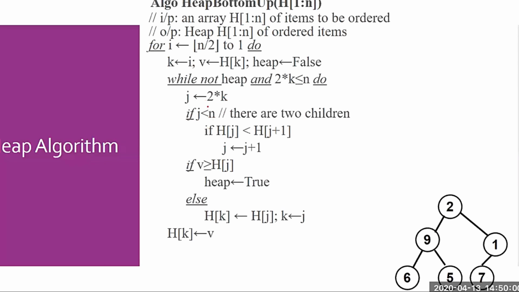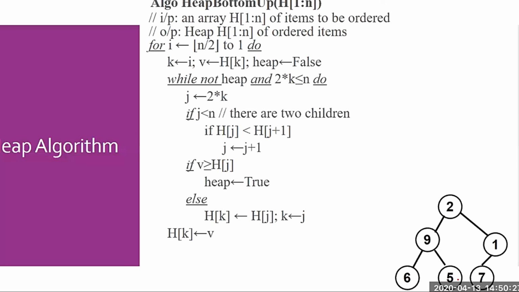Then we are checking whether it's a heap. Heap will be false if it's not a heap. And while not heap and 2 into k is less than or equal to n. So here, if i is n by 2, say 3, 3 into 2 is 6. So we go for the 6th position and we start checking from there. Because we need to check the right node and then the left node as well.